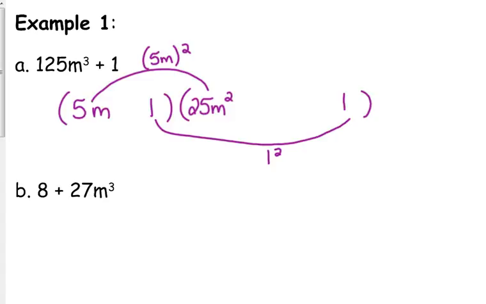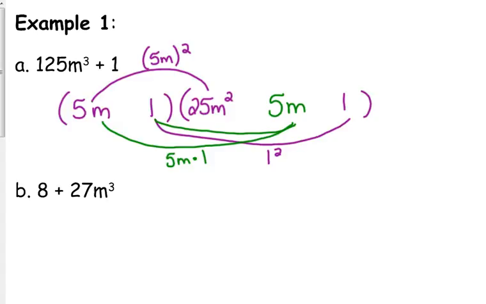And then for this middle one, I'm going to do it in a different color so my lines don't start overlapping here. This middle one, we're going to multiply these two things together. 5m times 1 is going to go in the middle. Now, in this case, multiplying by 1 doesn't change anything. So that's 5m.